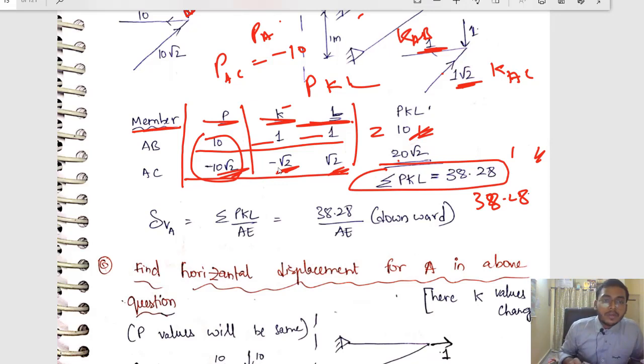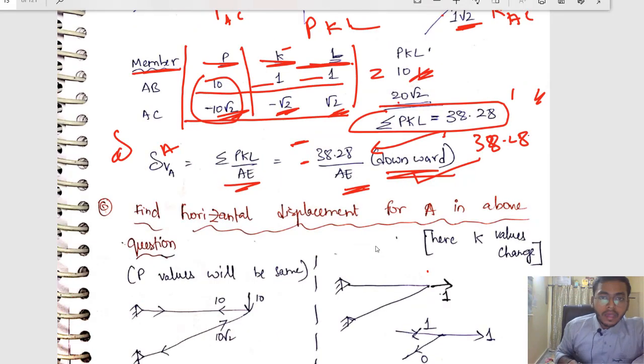Okay, so what will be my vertical deflection at joint A? Delta VA means vertical deflection at joint A. Delta HA means horizontal deflection at joint A. So what is the vertical deflection at joint A? Sigma PKL by AE, which is 38.28 divided by AE. Very important point, don't forget: if you got a positive value, that means the deflection which you got is in the same direction as the applied unit load. Okay, I'm not talking about the virtual load which was there, virtual W.